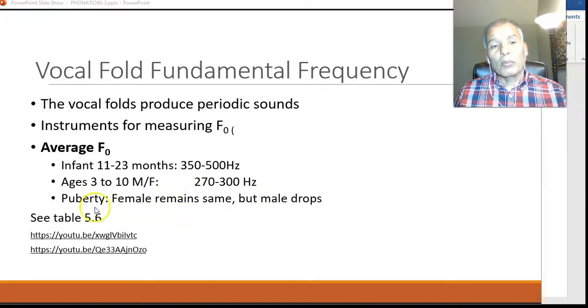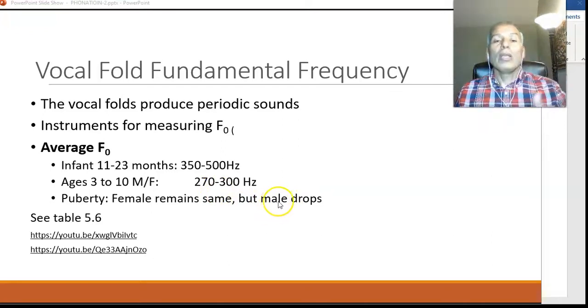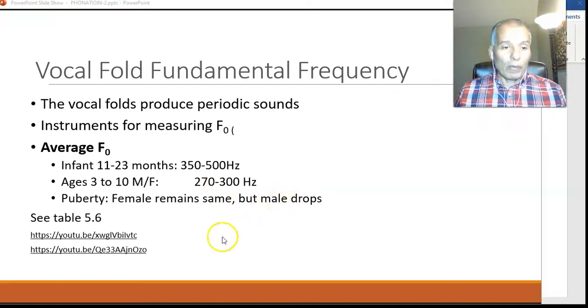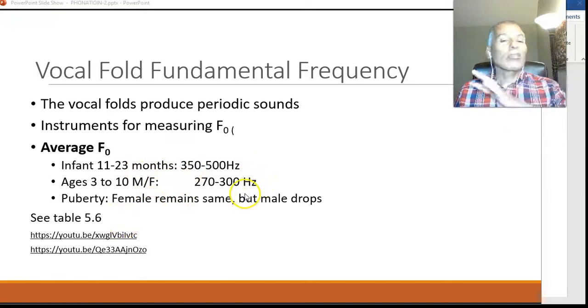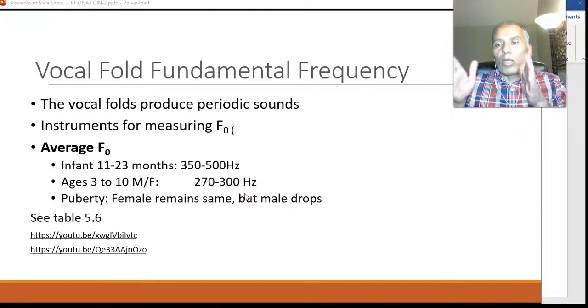So after puberty, females tend to be around the 270. And then the males, they're going to start to drop because of the reasons I explained earlier. Go to the table in your textbook and you'll find more of these values described. And just keep in mind that there's a lot of research that gives kind of conflicting data. It is not exactly conflicting. It's depending on what sample of people and where did you test them.